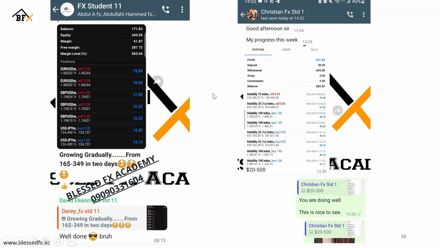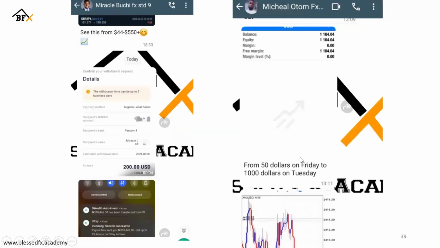And this was on volatility, on synthetic indices. So it's not just about currency pairs and commodities. Even on synthetic indices, this style of trading works, right? That being said, let us see another person who started from $44. His name is Miracle. Started from $44. Withdrew $200. This is a withdrawal. See, your withdrawal can be up to 3 business days. Anyways, from $44 to $550, he withdrew $200.